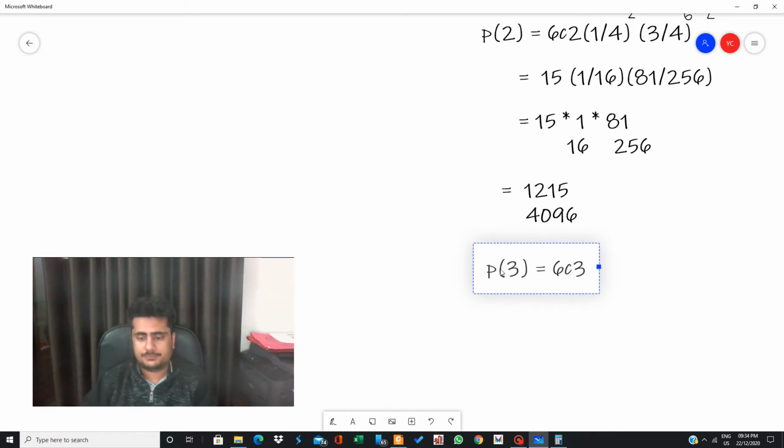6C3, 1/4 raised to 3 and 3/4 raised to 6 minus 3.